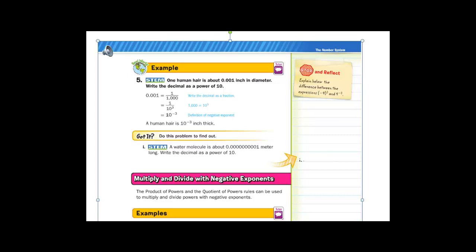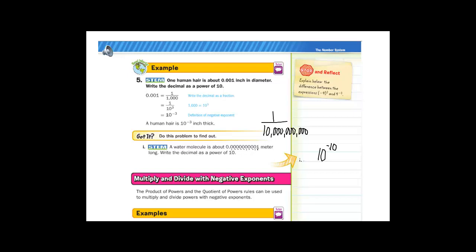Okay. This one, we've got a bunch of zeros here. Let me get my pen back up here. Tenths, hundredths, thousandths, 10,000s, 100,000s, millionths, 10 millionths, 100 millionths, billionths, 10 billionths. So it would be 1 over 10 billion. You're writing that as a power of 10. It would be 10 to the, you have 10 zeros, so it would be 10 to the negative 10th power.